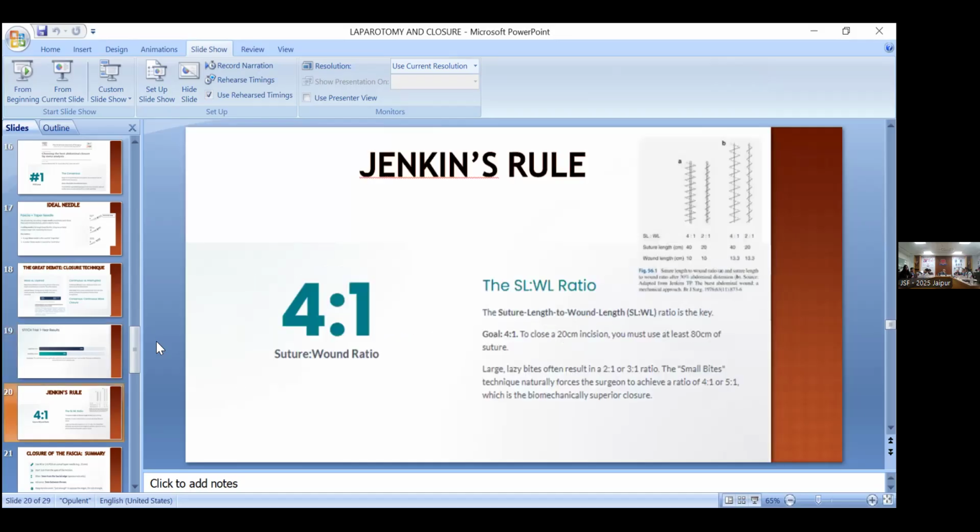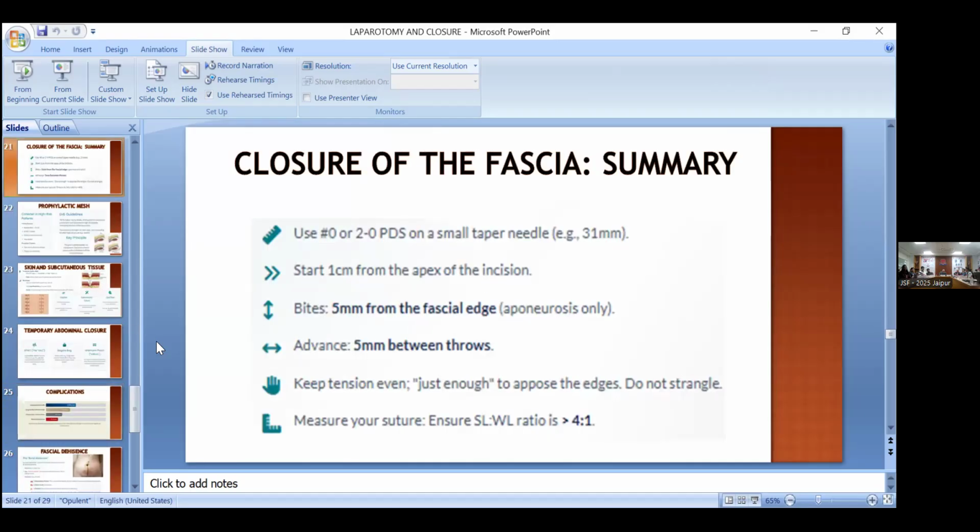Though they did not find any difference in wound infection or burst abdomen rates. Another rule that we need to follow in fascial closures is the Jenkins rule, which says that the suture length to wound length ratio should be 4:1. As they popularly say, if you're a miser, you'll be miserable. So do not try and save on the suture. It is not going to help the patient in the long run. So ideally, keep the suture length 4 times the wound length.